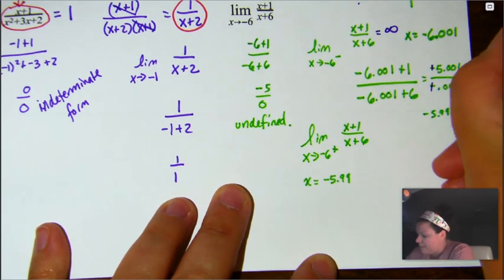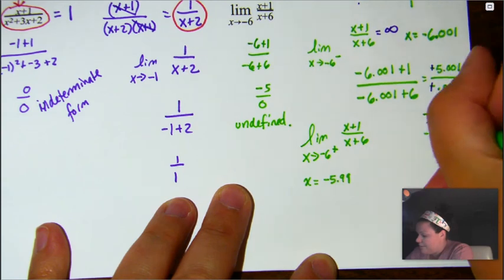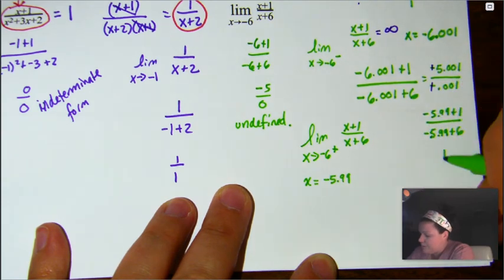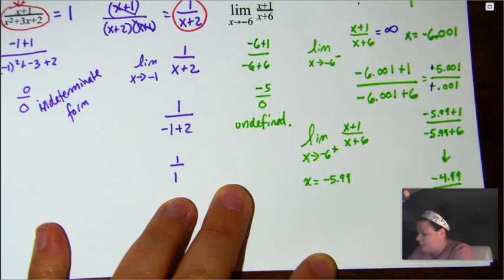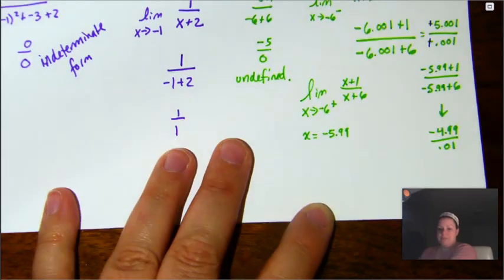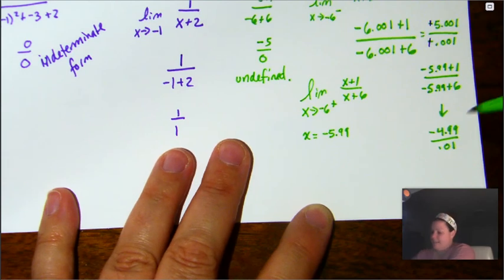-5.99 plus 1 all over -5.99 plus 6. So we're looking at a -4.99 all over a 0.01. Oops. Again, a number being divided by something really, really small.